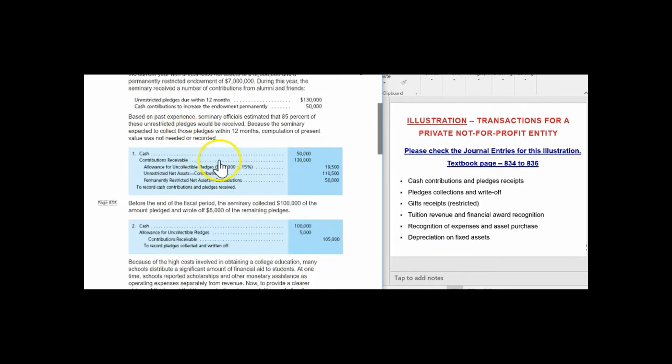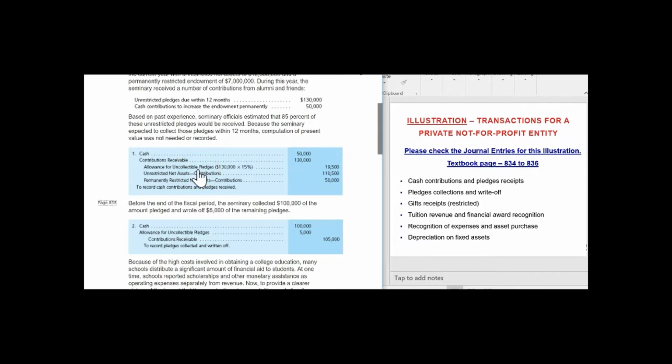Here they have a little more information. Based on their past experience, 85% of these unrestricted pledges would be received. That means 15% they may not be able to collect. Although they received promises for all the $130,000 in donations and contributions, they may not be able to collect 15% of it. That means 130,000 times 15%, which is 19,500. They will show it as allowance for uncollectible pledges. It's just like allowance for bad debt.